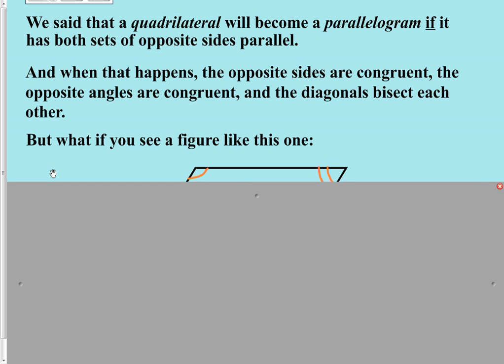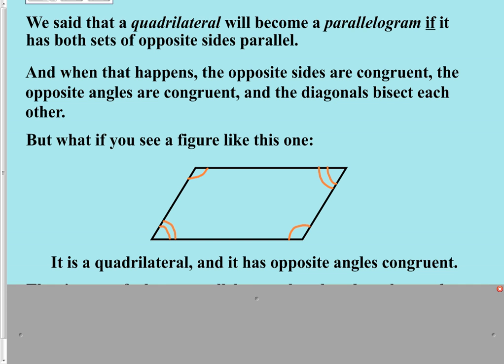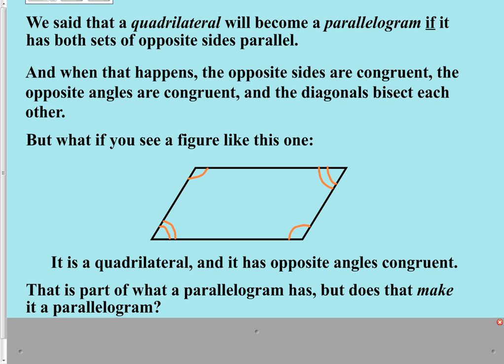But what if we run into a figure that is simply like this? We have a four-sided figure. It is a quadrilateral. We have both sets of opposite angles congruent. Very easy to see that; it is marked in the picture. Clearly, being a quadrilateral and having both sets of opposite angles congruent are properties of a parallelogram. But we do not have the other information about a parallelogram.